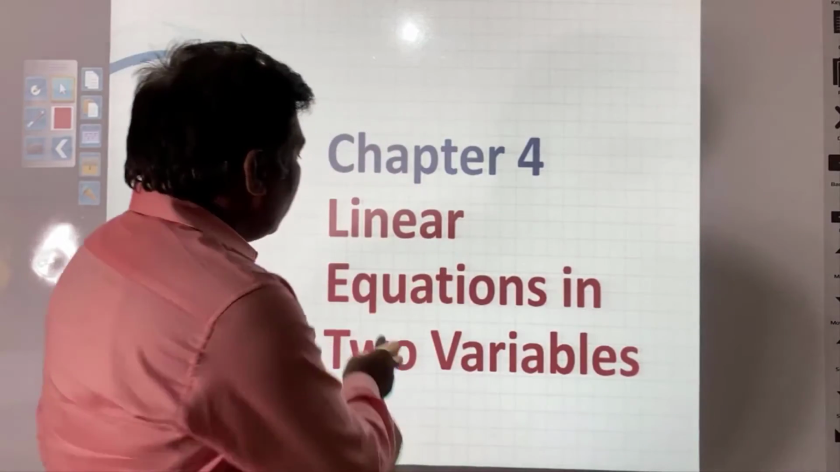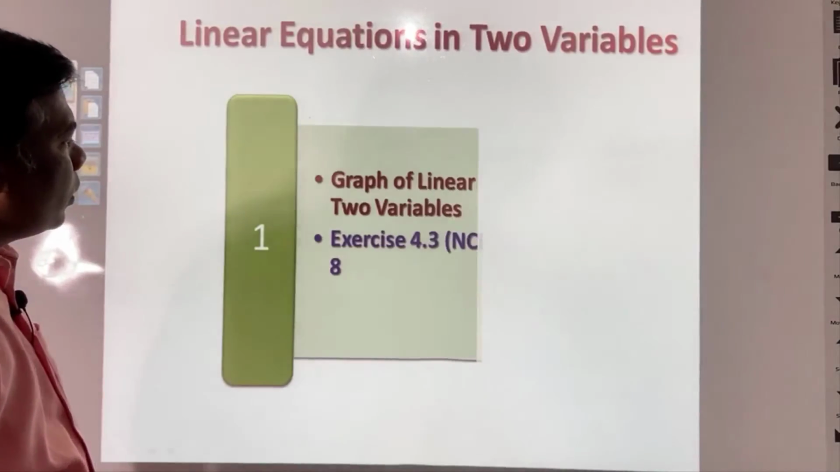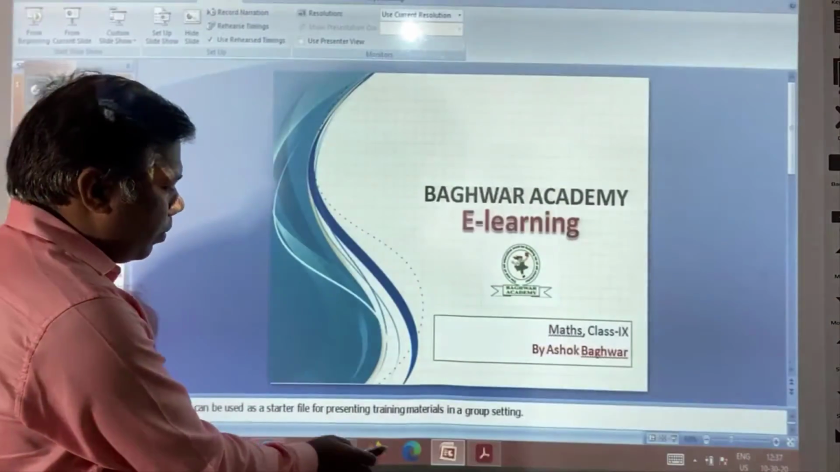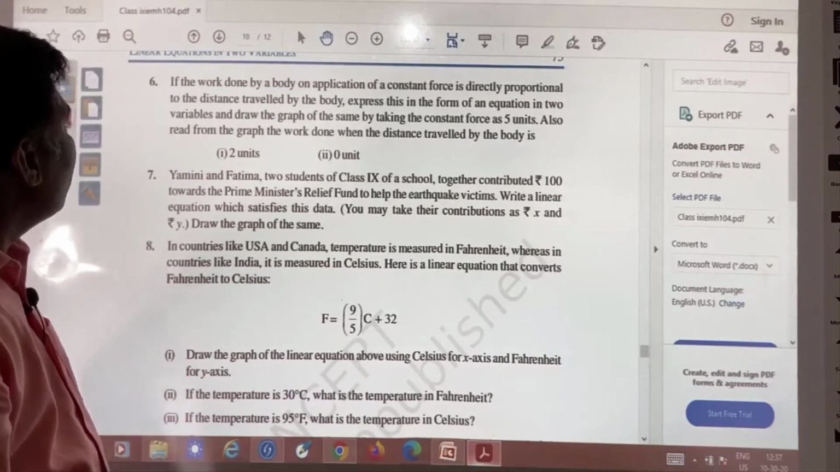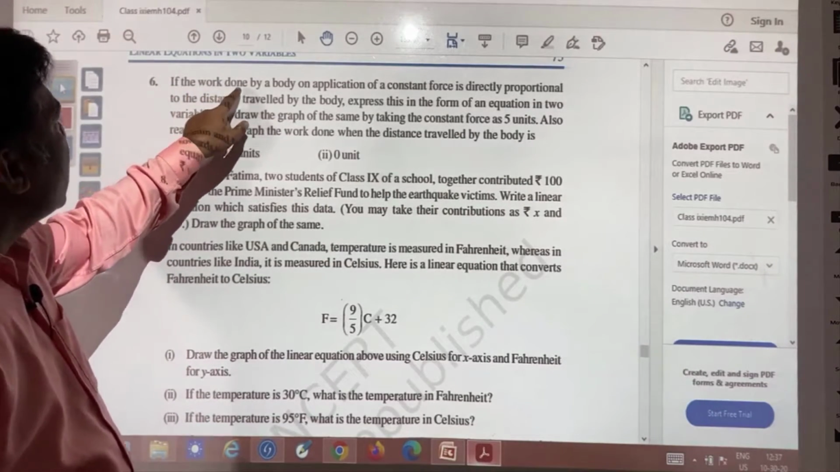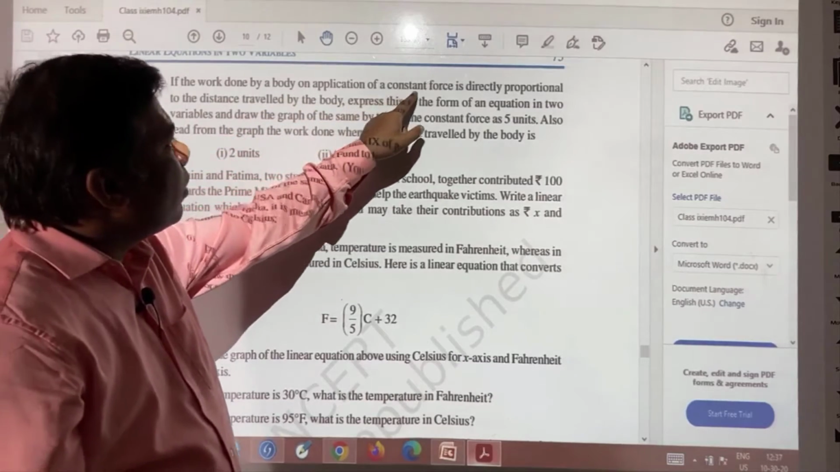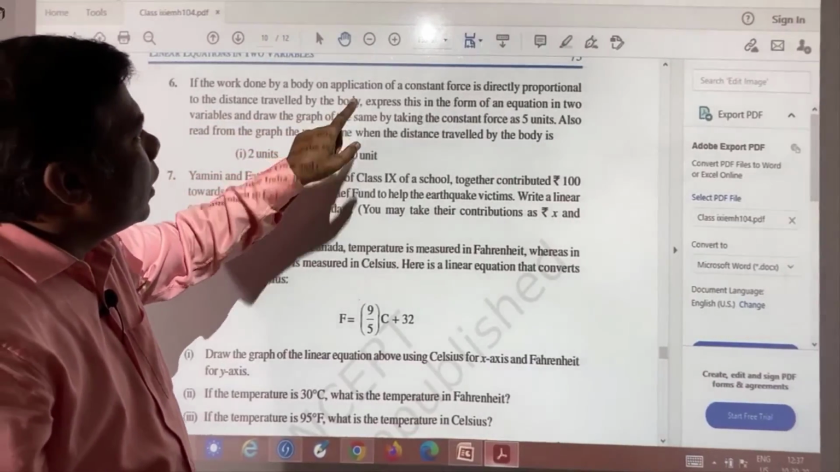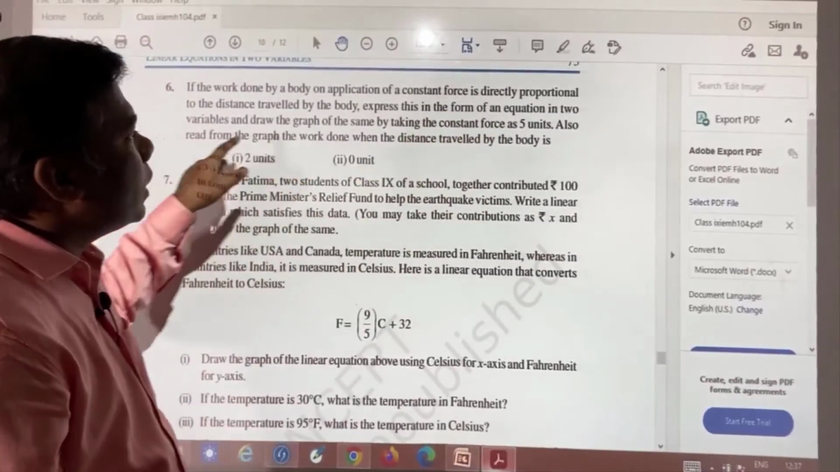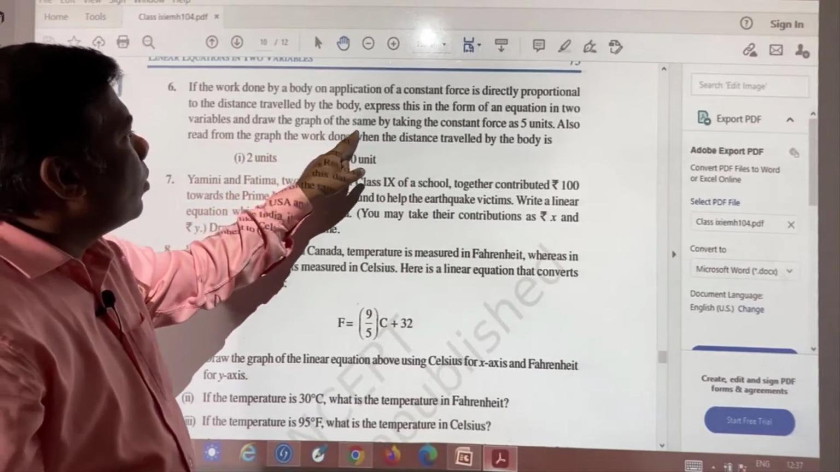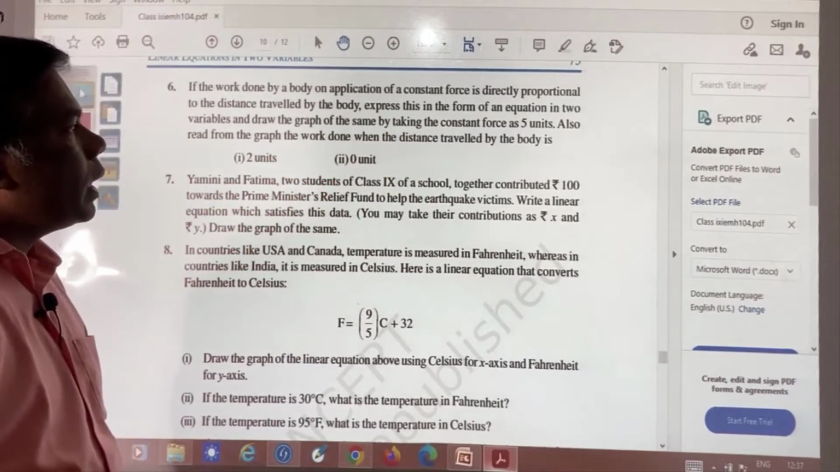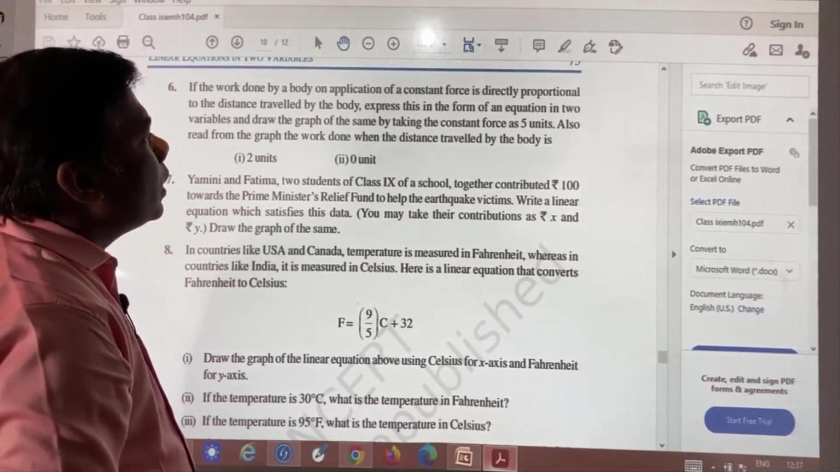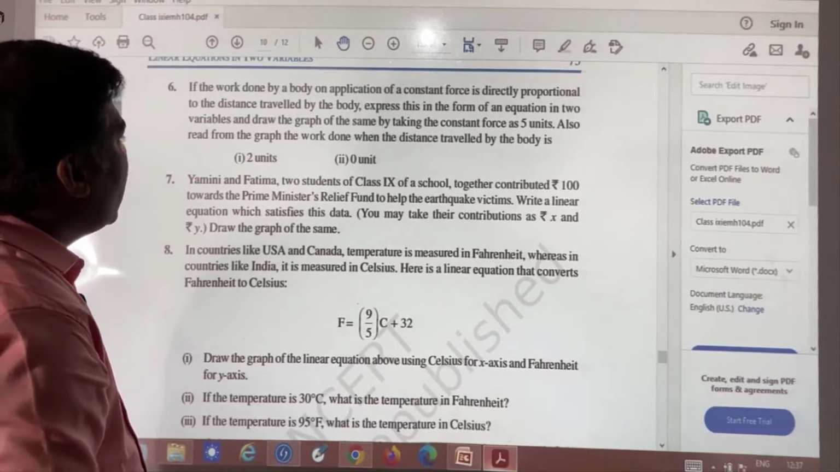So let's start. Few questions were left in exercise 4.3, question number 6 to 8. So let's see quickly. Here we have question number 6. If the work done by a body on application of a constant force is directly proportional to the distance traveled by the body, express this in the form of equation in two variables and draw the graph of the same by taking the constant force as 5 units. Also read from the graph the work done when the distance traveled by the body is 2 units and 0 units.